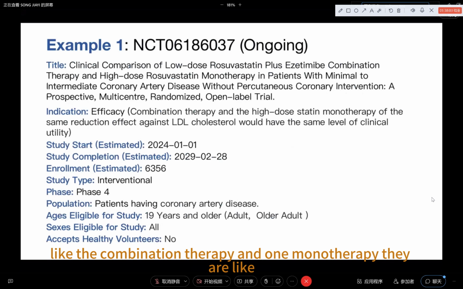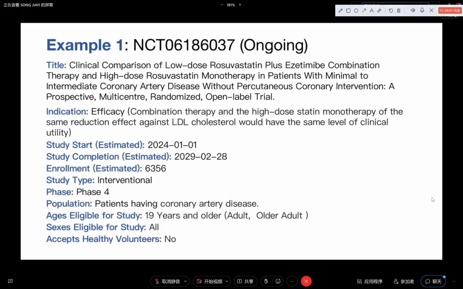They are looking at the comparative efficacy of the combination. The study started in 2024 and will be completed in 2029. So it's an ongoing trial, and enrollment is 6,000 plus. Study type is interventional. It's a phase 4 trial.